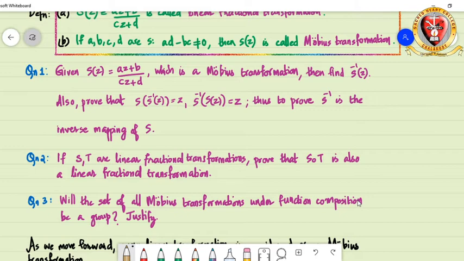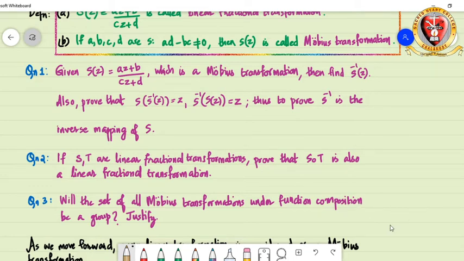The second one is that the identity map should be a Mobius transformation. You have to prove that. The third is that if you have a function that is a Mobius transformation, then the inverse transformation is also a Mobius transformation. You have to prove that. And obviously composition of functions is associative, so you can just mention that, no need to prove it. If these four conditions are satisfied, we can conclude that the set of all Mobius transformations under function composition is a group. So you have to work on that. These are all small questions and their calculations are very easy.